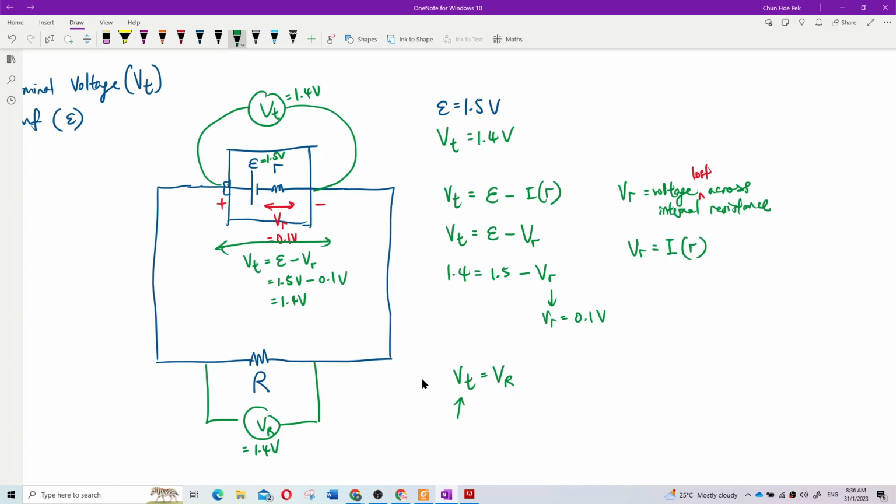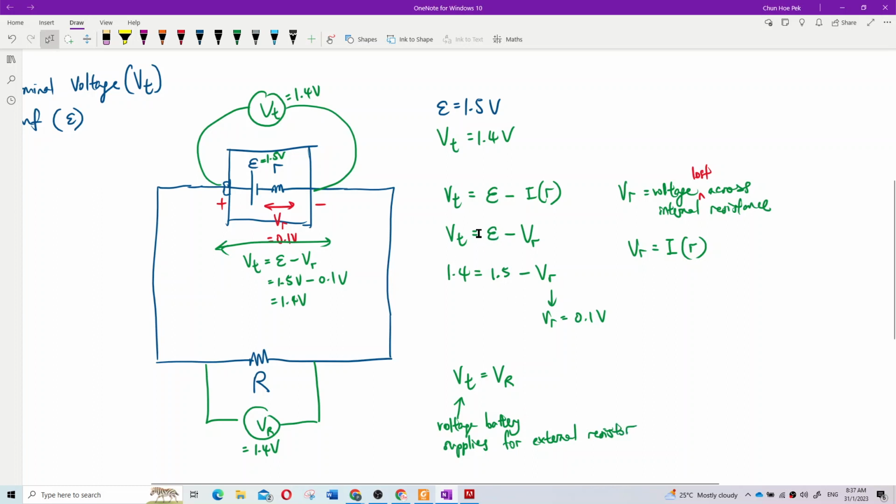Terminal voltage. VT is terminal voltage. That means the voltage the battery supplies for the external resistor. After the EMF minus the voltage loss through the internal resistance, we are left with 1.4 volt. 1.4 volt is supplied for the external resistor.